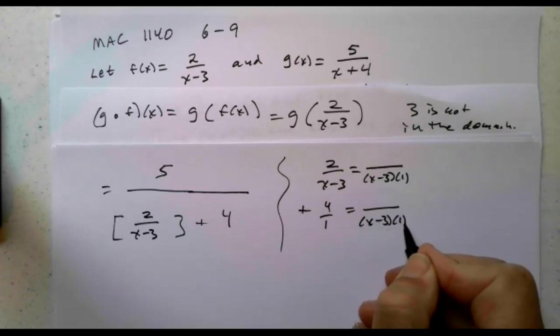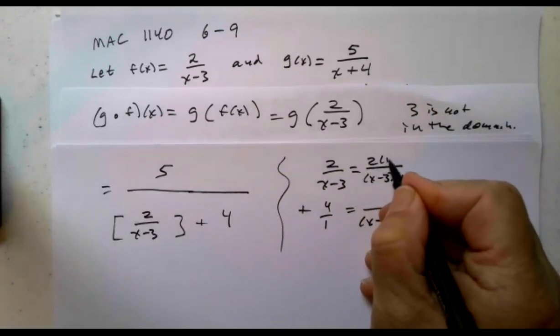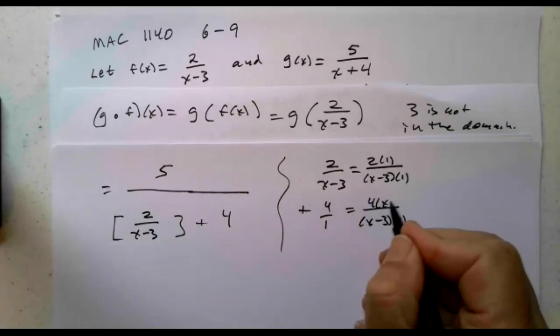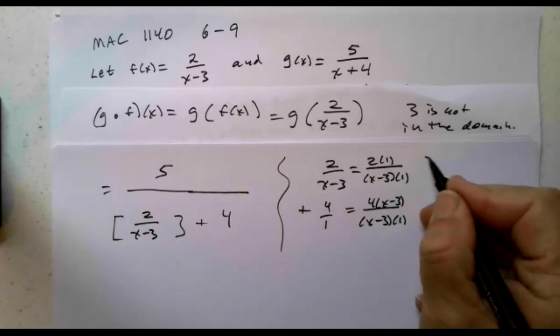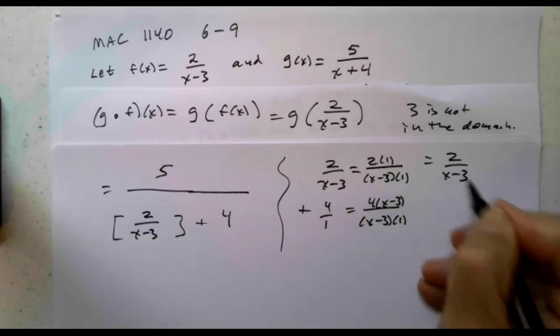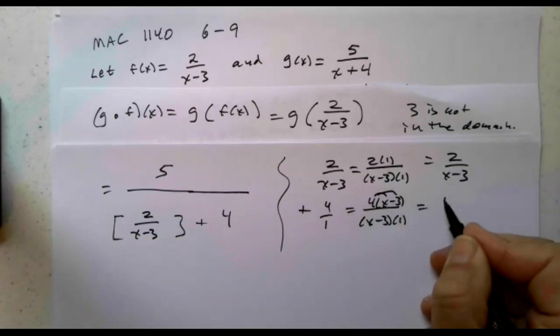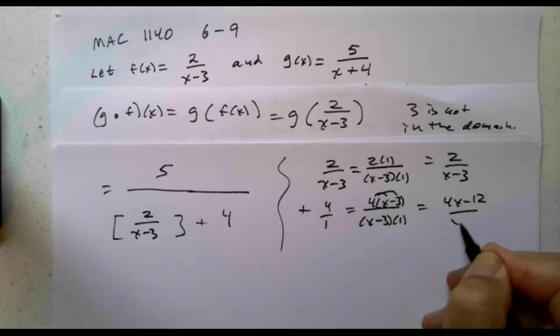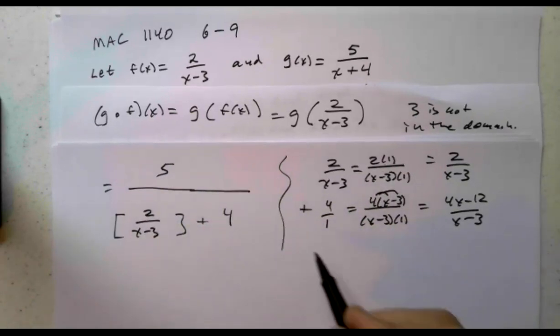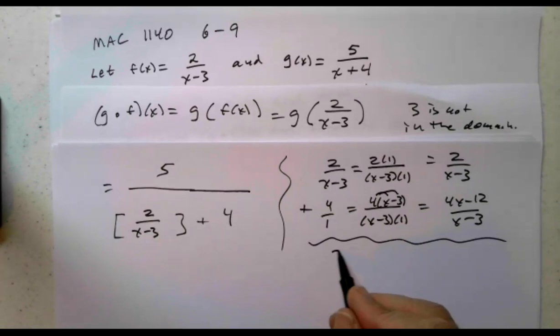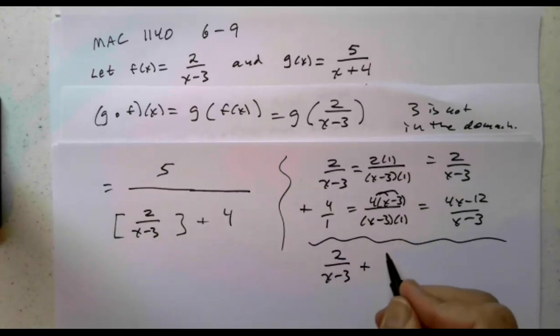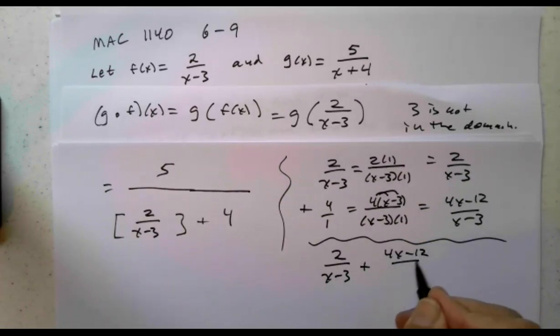Of course, the 1 is not really necessary. 2 times 1 here, 4 times x minus 3 there. So we get 2 over x minus 3 here, 4x minus 12 there, over x minus 3. We're going to add these together. So 2 over x minus 3 plus 4x minus 12 over x minus 3. And what is that going to give me? 2 plus 4x minus 12.